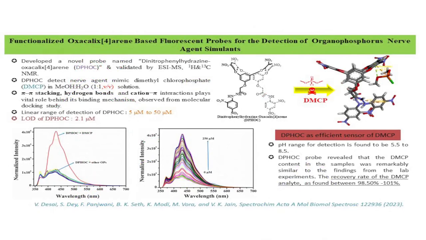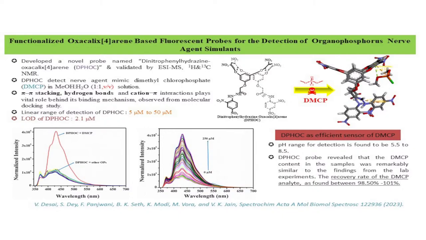DPHOC. It is a new oxacalixarene, and it has been found to be selective for DMCP, dimethyl chlorophosphate. It is a simulant for nerve agent. Nerve agent is a chemical warfare agent which is being used by terrorists, but we cannot use it, so we use a simulant for that. That is dimethyl chlorophosphate, and it has been found to be very selective for this. Let me not go into that because I have to cover much more things.